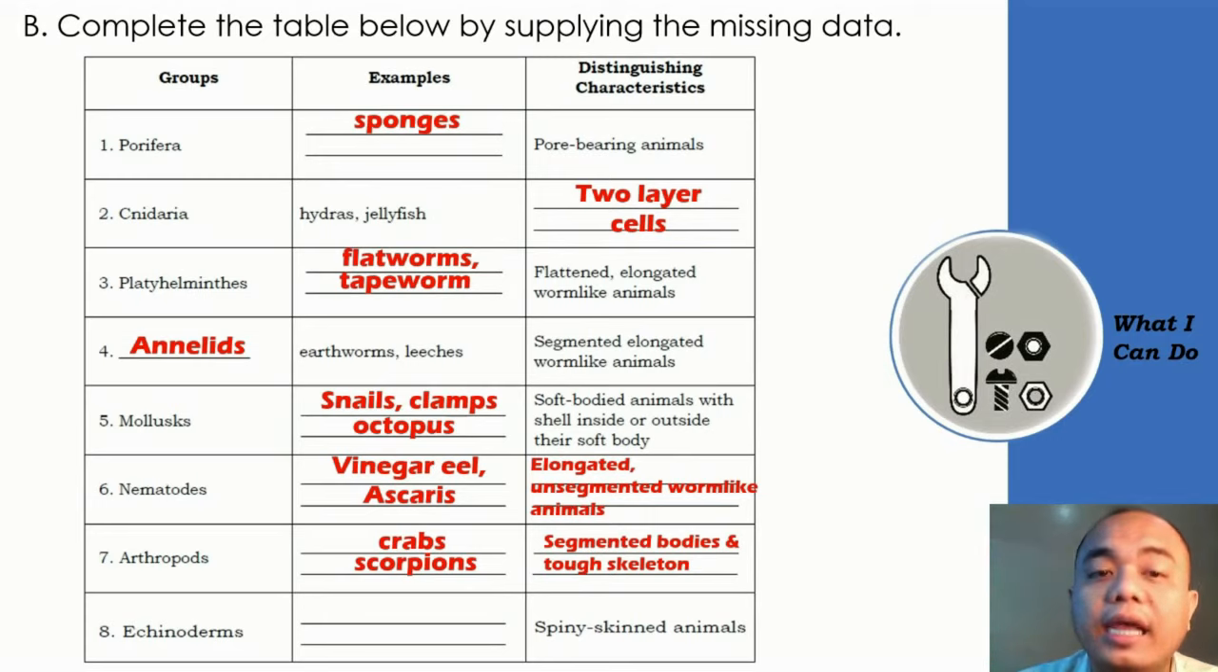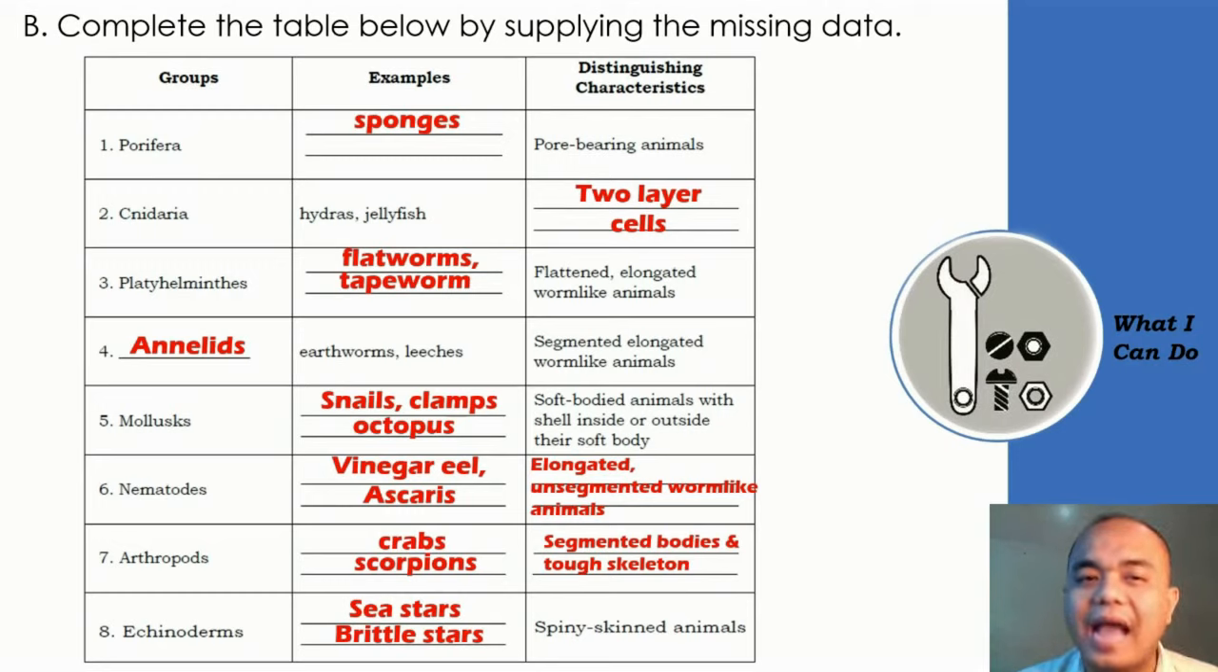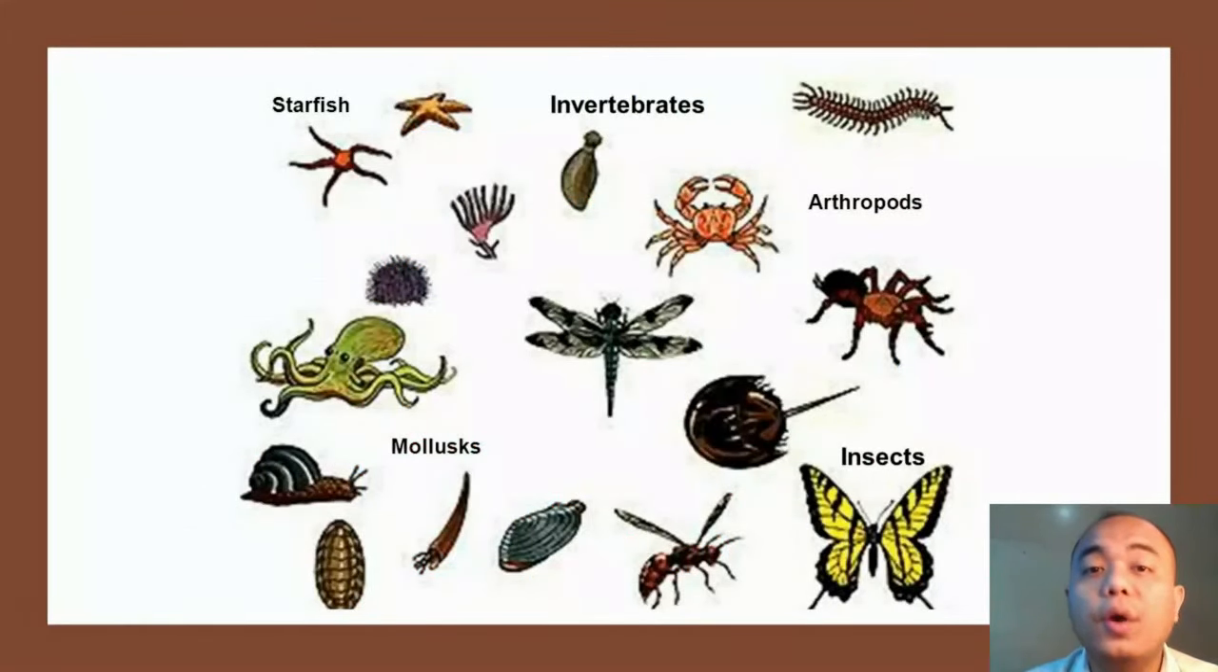Next, number 8, the echinoderms. What are examples of echinoderms? We have the sea stars and brittle stars. And the distinguishing characteristic is they are spiny-skinned animals. Again, these are the examples and the distinguishing characteristics of the different groups of invertebrate animals. These are all examples of invertebrate animals.